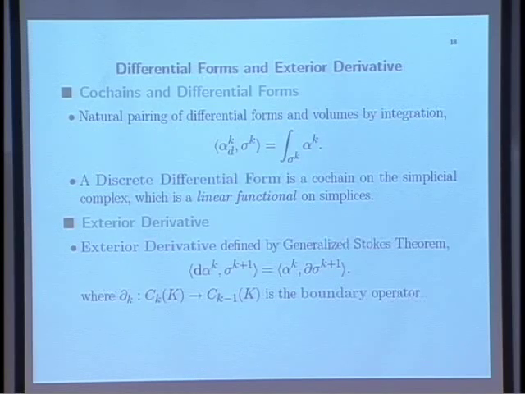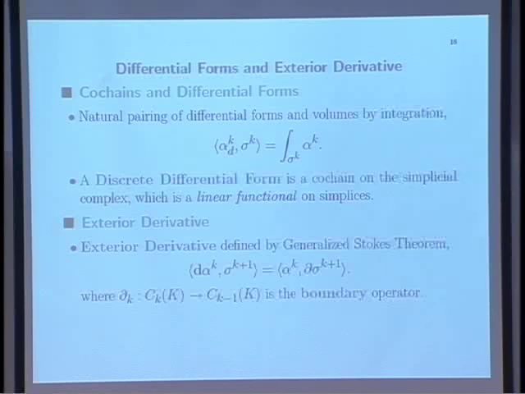So the way you discretize a differential form is that, well, what can you do with a differential form? You can integrate it over a corresponding region. So the natural thing to do is to pair it with volumes, by integration. You think of these discrete differential forms as cochains, and you assign the value of the cochain by just integrating the continuous differential form which you're trying to approximate. So a discrete differential form is just a cochain in a simplicial complex. And you define the discrete exterior derivative by just requiring that the generalized Stokes theorem holds.